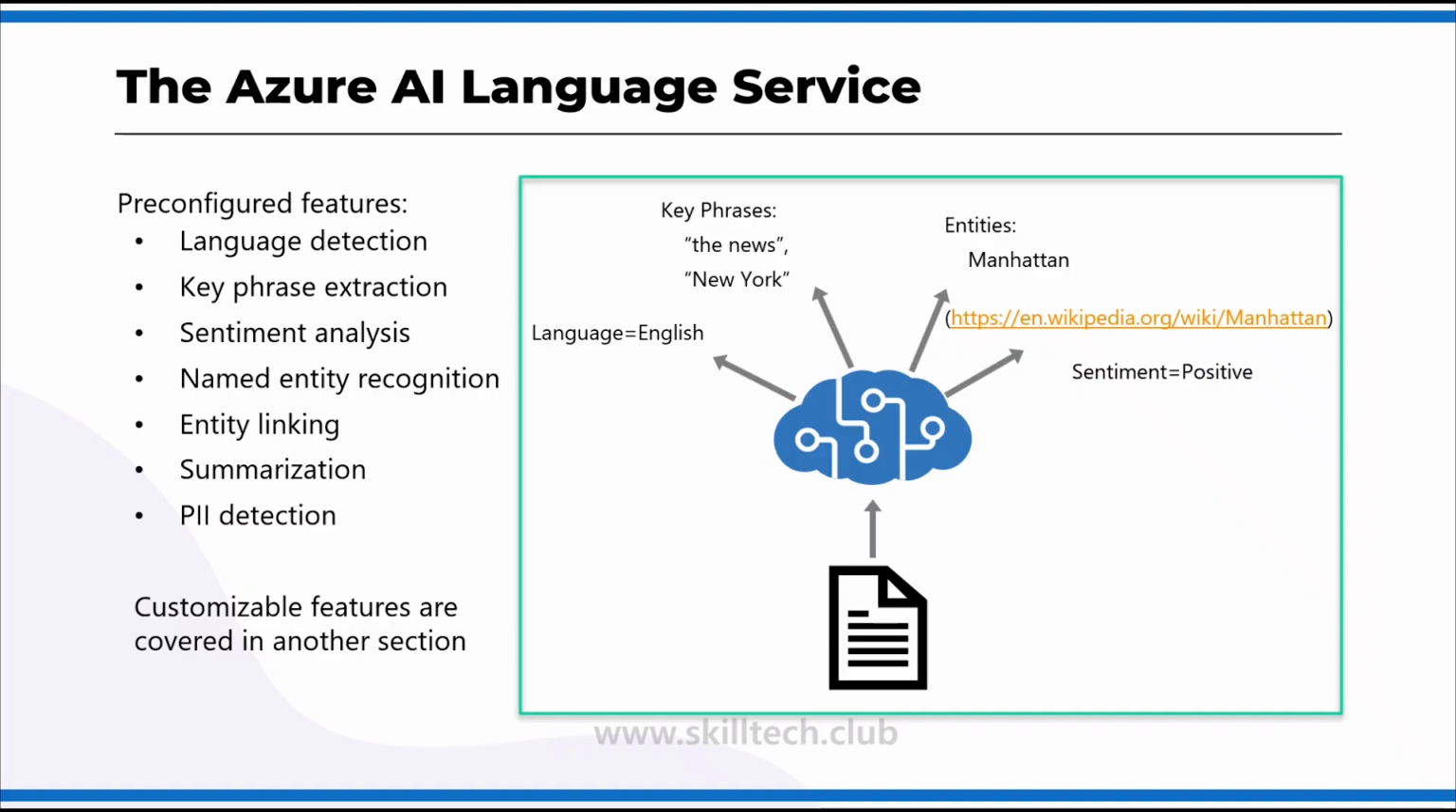Like you can see here, the entity which we got is Manhattan, and then we got a link which is actually the Wikipedia link for what is Manhattan. And then we have a summarization of the text, or we have personal identifiable information detection, which mostly goes with every user's personal information. And then you can identify that, and if you want, you can remove or customize that. You can also have customizable features which are covered in another section of this particular learning path, so we are going to see that part.